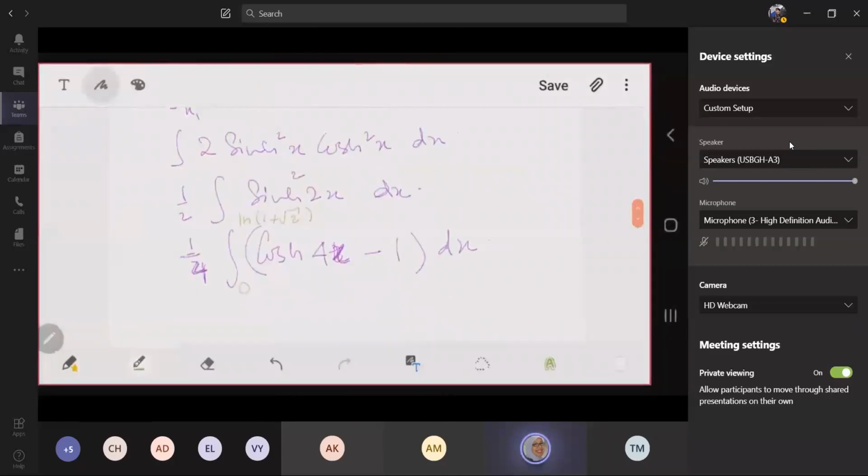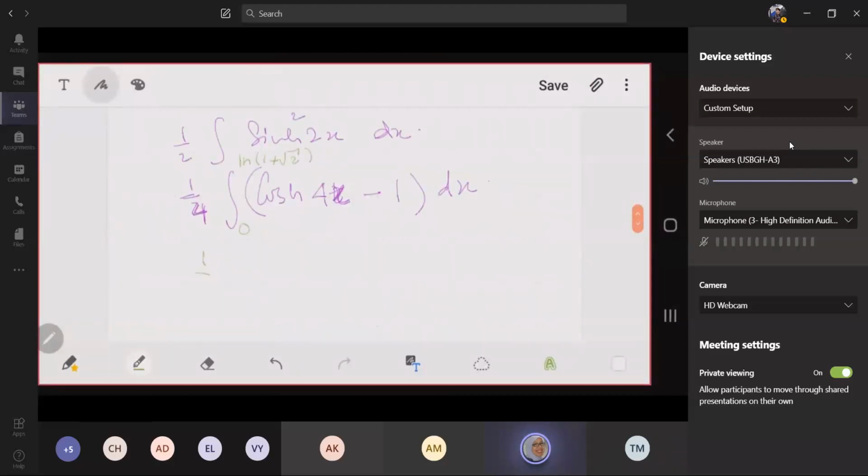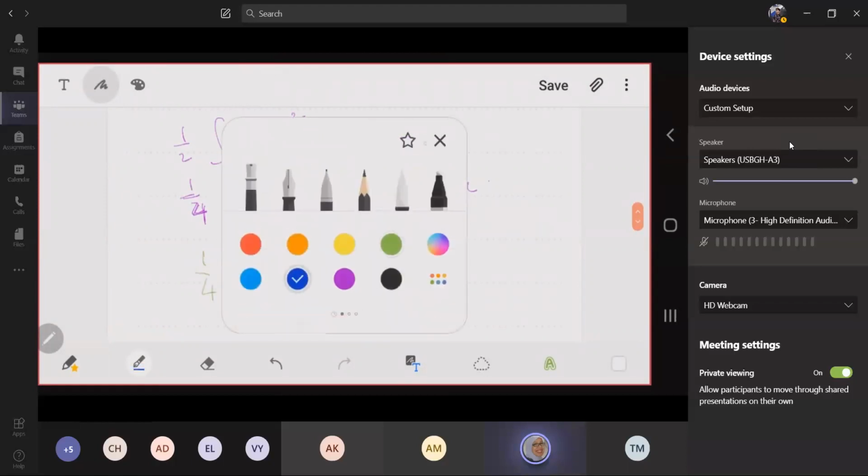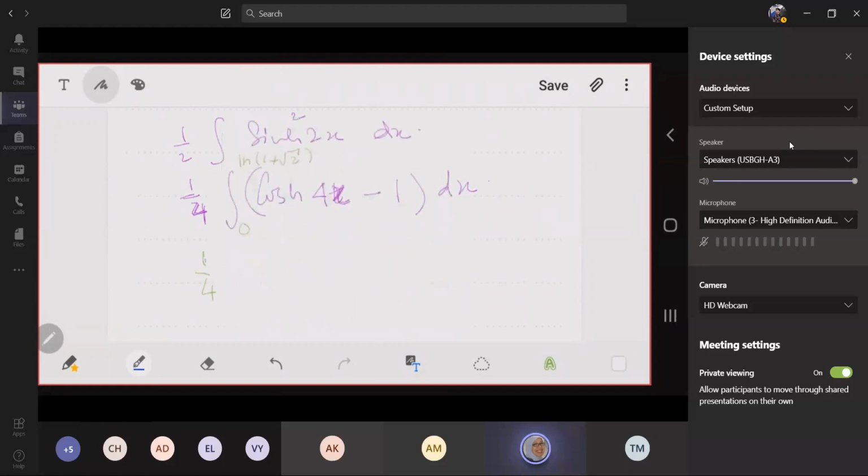All right. But anyway, just take this thing first. Okay, you have 1 on 4, and then when we integrate 1 on 4 cosh, what do we get? When we integrate cosh, what do we get? Sinh 4x on 4. And then you get x.